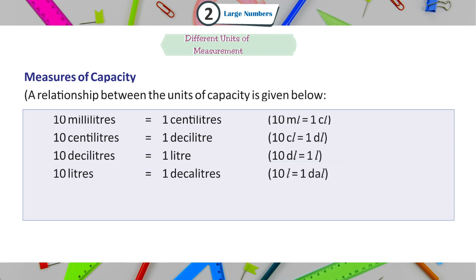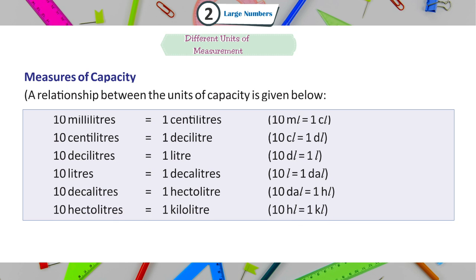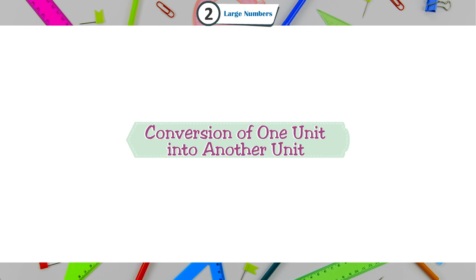10 liters is equal to 1 decaliter, 10 L is equal to 1 daL. 10 decaliters is equal to 1 hectoliter, 10 daL is equal to 1 hL. 10 hectoliters is equal to 1 kiloliter, 10 hL is equal to 1 kL.